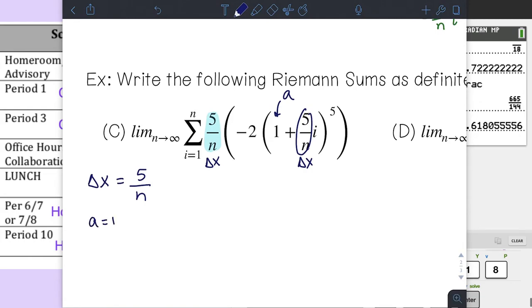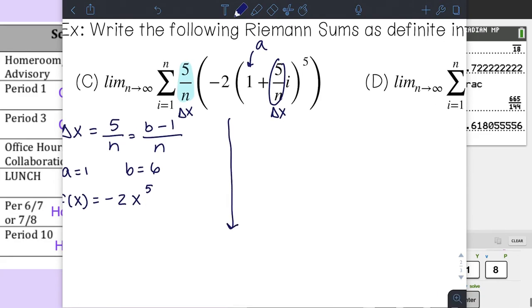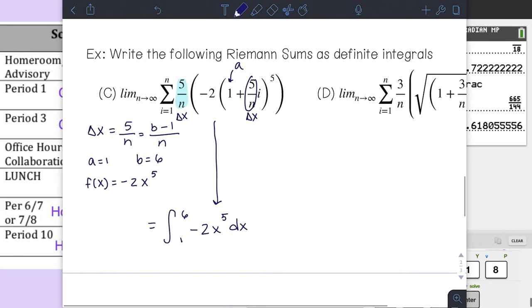Well, if my delta x is equal to 5 over n, I know that that's equal to my upper value b minus my lower value of 1, over n. So that tells me that b has to be equal to 6. And I can see like where I'm plugging in my 1 plus delta x i, that would take the place of the x in my function. So my function must be negative 2 times x to the 5th. So this right here would equal the definite integral from 1 to 6 of negative 2 times x to the 5th, and then I'm going to throw my dx in. So those are the same thing.